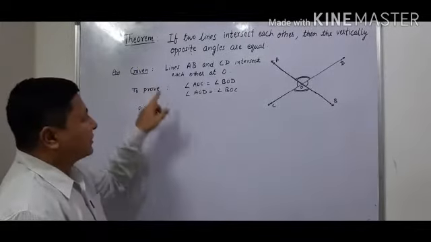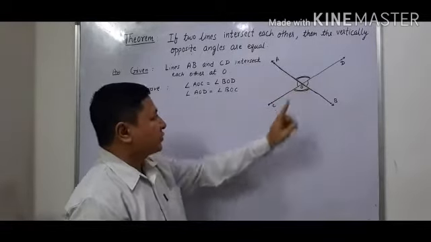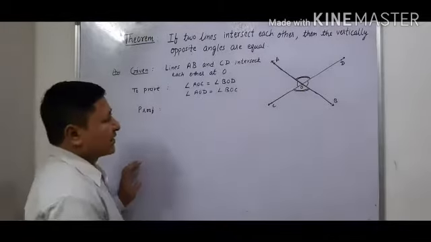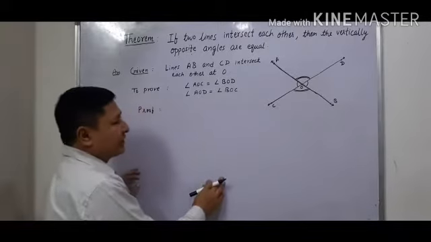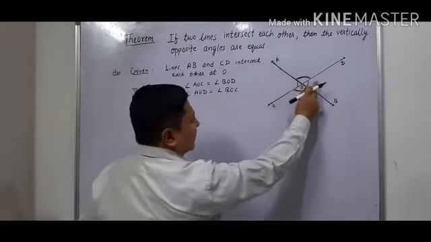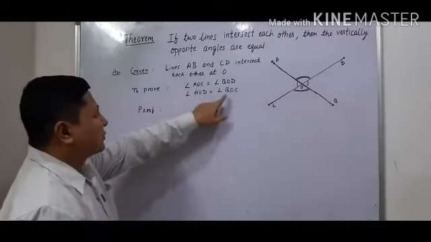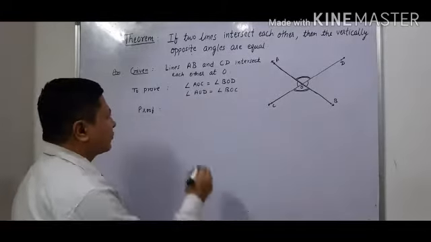What is given in the question is that the two lines AB and CD intersect each other at O. And what we have to prove is that the vertically opposite angles are equal. These angles AOD and BOC are vertically opposite angles. We have to prove that these are equal. And also angle AOC and angle BOD are equal. Now let us prove it.